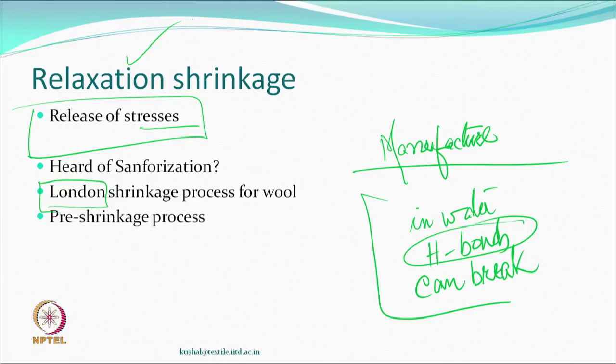So whether it's sanforization or London, they're basically pre-shrinkage. The user will not have a problem. Whatever shrinkage has to take place, it takes place in the fabric form. Okay, you get the point? So this is because of the stresses that were stored, and if you can relieve those stresses, further shrinkage may not happen, right? So instead of first making the garment and then allowing it to shrink, it is better the fabric shrinks than that you make garments.